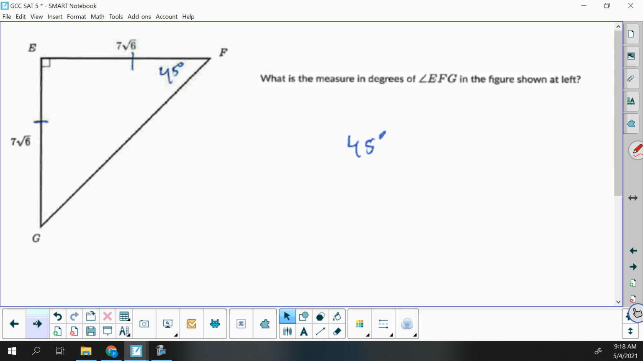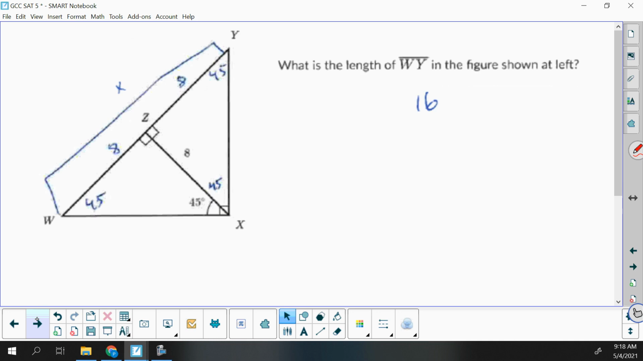In this one, notice those legs in the right triangle are the same, so we would want to recognize this is a 45, 45, 90 triangle, so angle EFG is just 45 degrees. Here we have a 45 from the full of 90, so this one's 45. Well, because these ones, we have 90 here, then these would each have to be 45. So if this is 8, this would have to be 8 as well, and that would have to be 8 as well, so the whole thing WY is just 16.